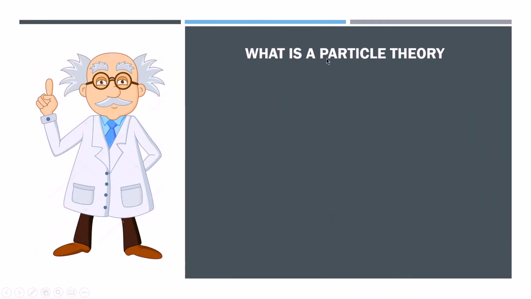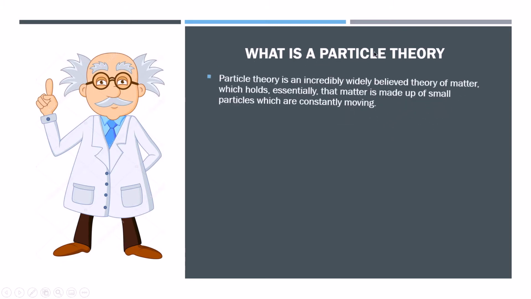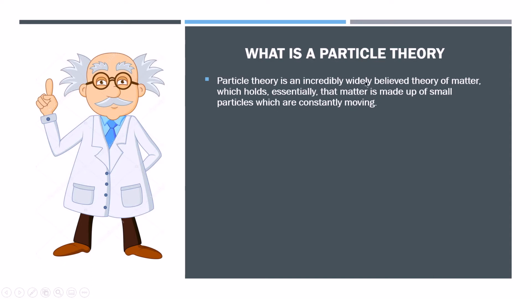Okay, so let's start with this particle theory. First we need to think, what is a theory? What is a particle theory? What are particles and what is a theory? Particle theory is a widely believed theory of matter which holds essentially that matter is made up of small particles which are constantly moving. If I summarize these 3 lines, it means the particles of matter are small, and matter comes in 3 different types of states.